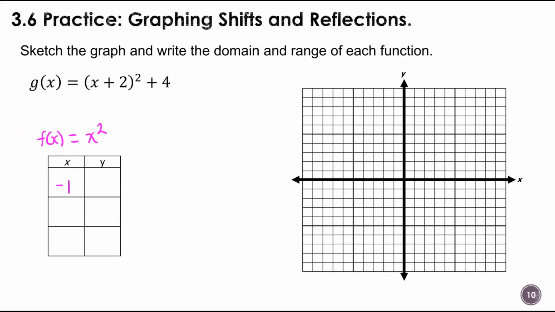Once again, we're just using -1, 0, and 1. That makes it easy. When I square each one, I get either 0 or +1. So when we put this on the graph, we have to remember the shape, right? The shape of this is a parabola. And so we're going to do our dotted line.